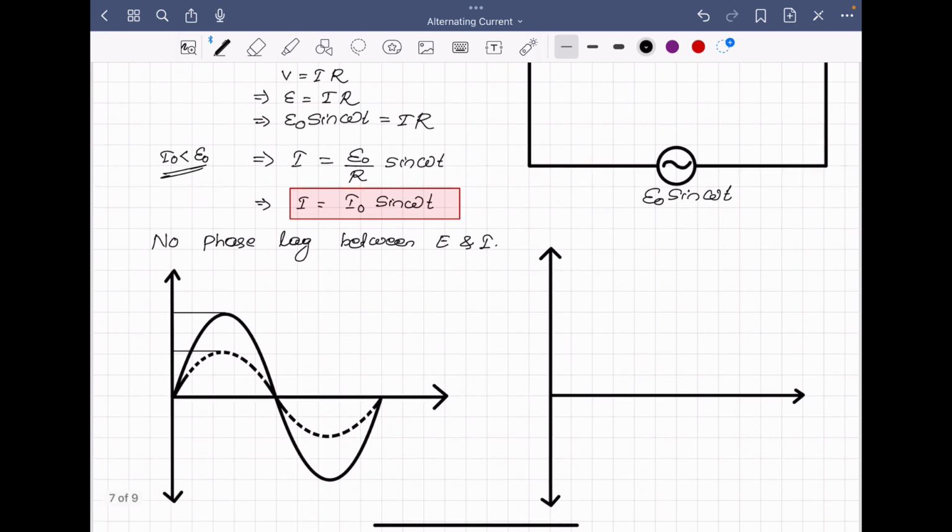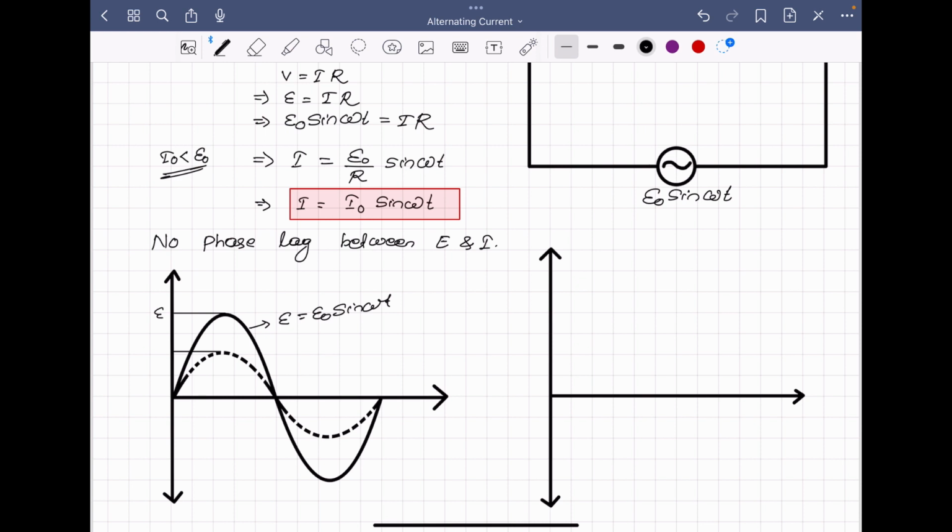Okay. Let's see. This is actually our E equal to E naught sin omega t. As you all know, this is the graphical representation of a sinusoidal wave. Sine wave can be represented just like this. Yes or no? And then I naught sin omega t, I is also a sinusoidal wave. Yes or no? But we have to draw the I naught value just below the E naught value.